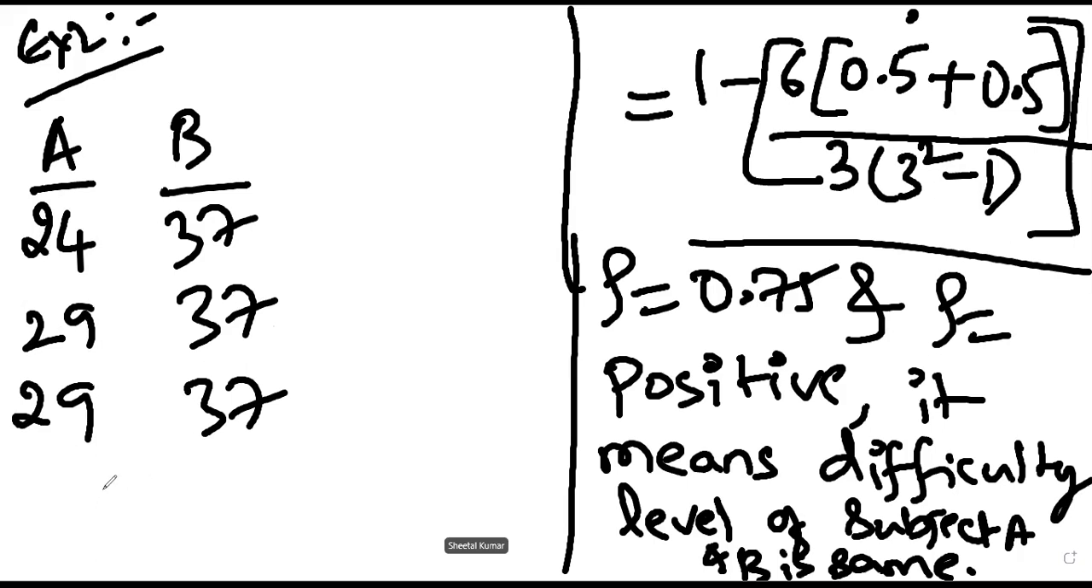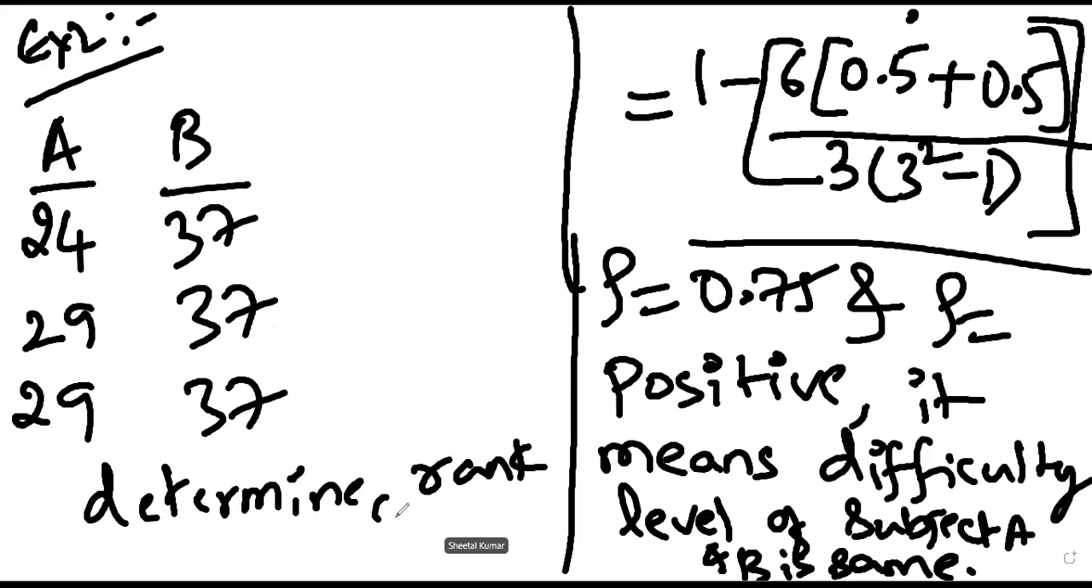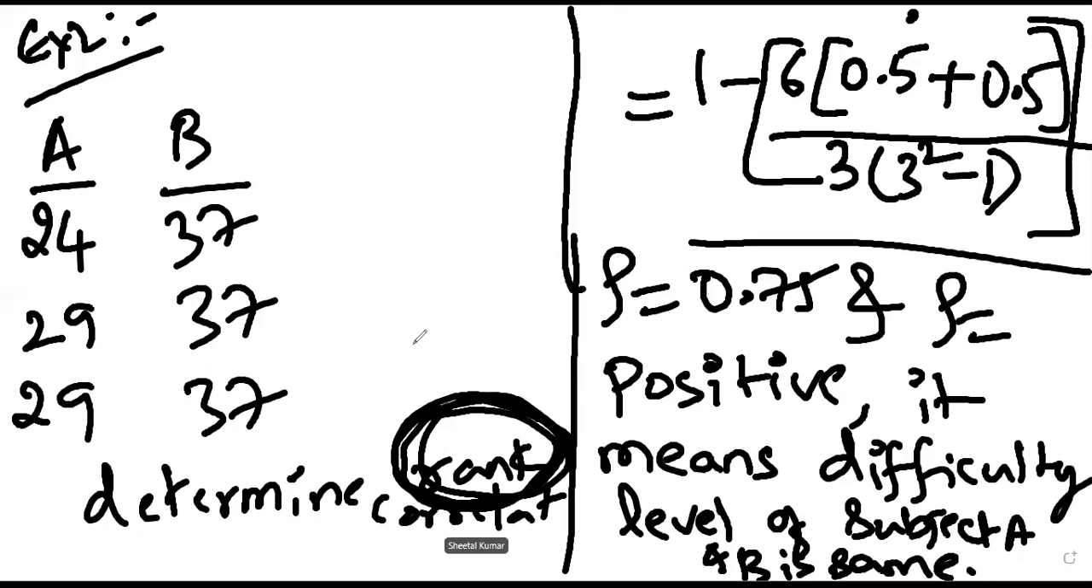So again, the question is the same. You are supposed to determine the rank correlation. You can just write it in bold. Rank correlation. Okay, you can just circle it, and if you are preparing for the semester examination, probably you can just focus on these. So determine the rank correlation, not the normal correlation.